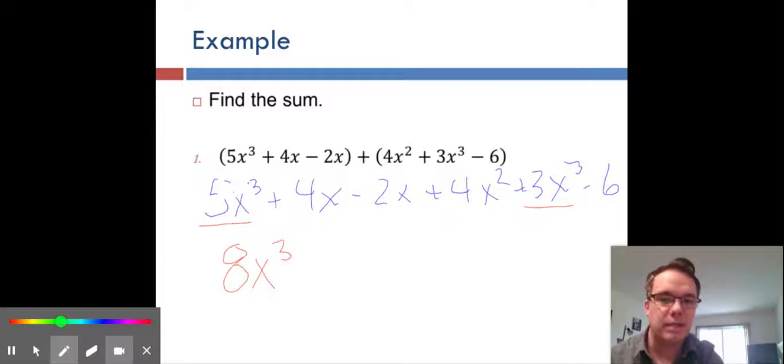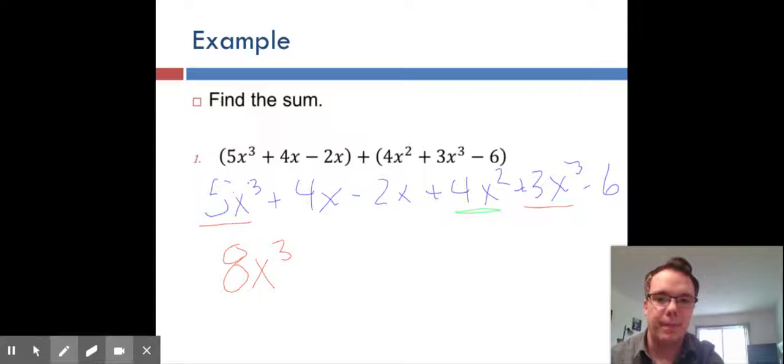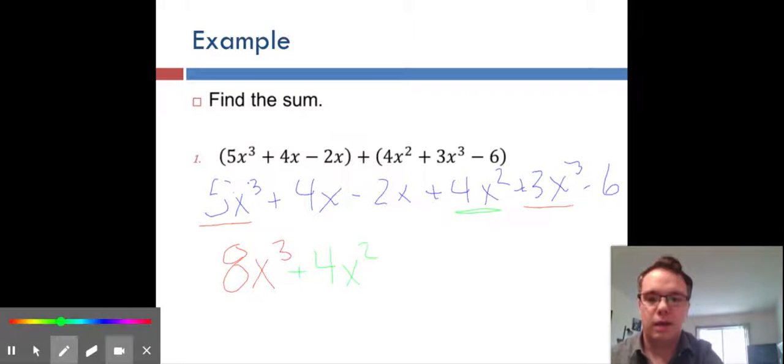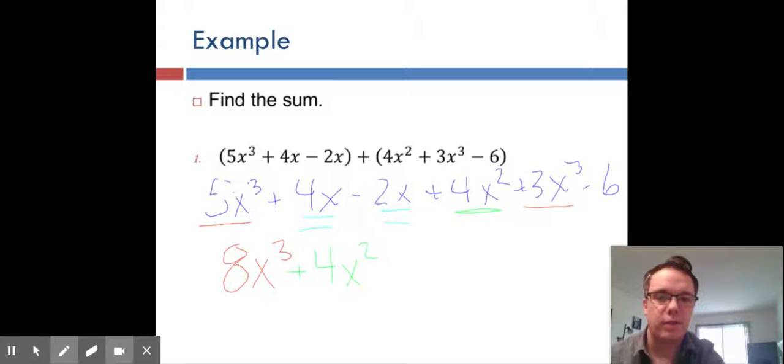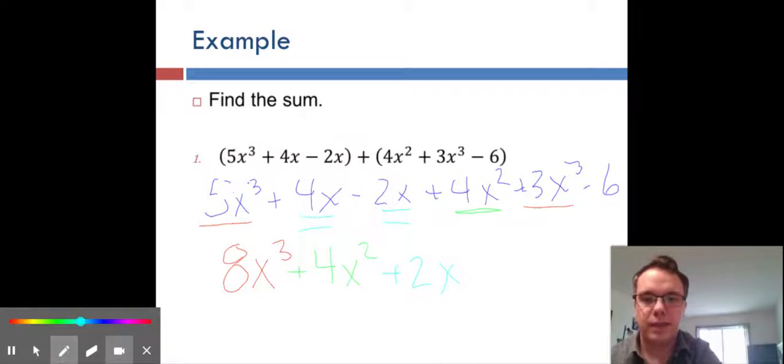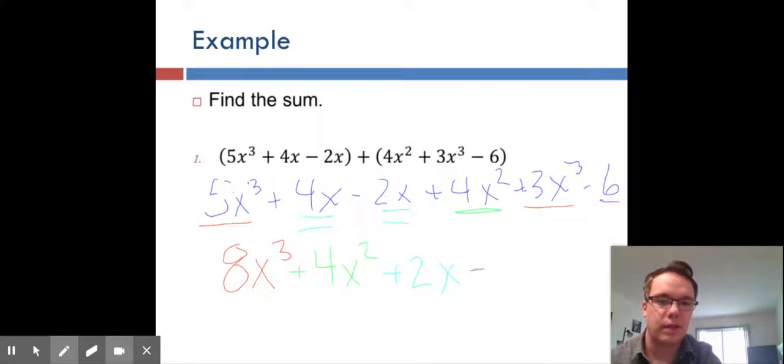Let's see, our next biggest power is 4x squared, and there doesn't seem to be any terms that go with that, so I'm just going to bring plus 4x squared down. Let's see, our next biggest power looks like it is our x's to the first power, so we have a 4x minus a 2x, and 4x minus 2x is plus 2x. And then finally, we have our constant, and there's no other constant, so we're just going to bring down minus 6.